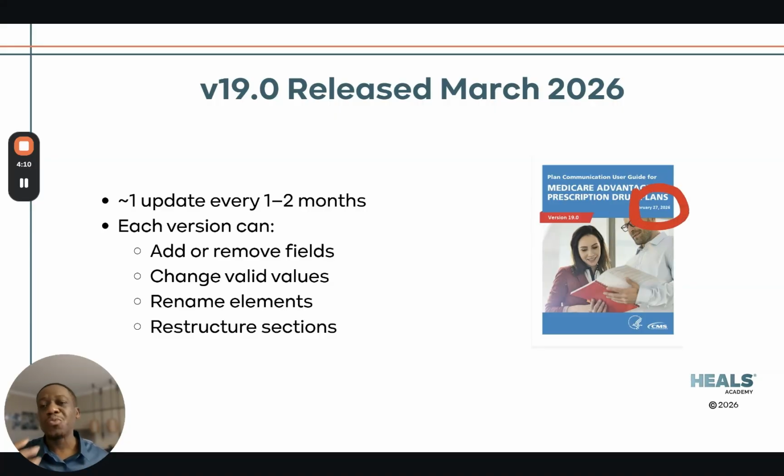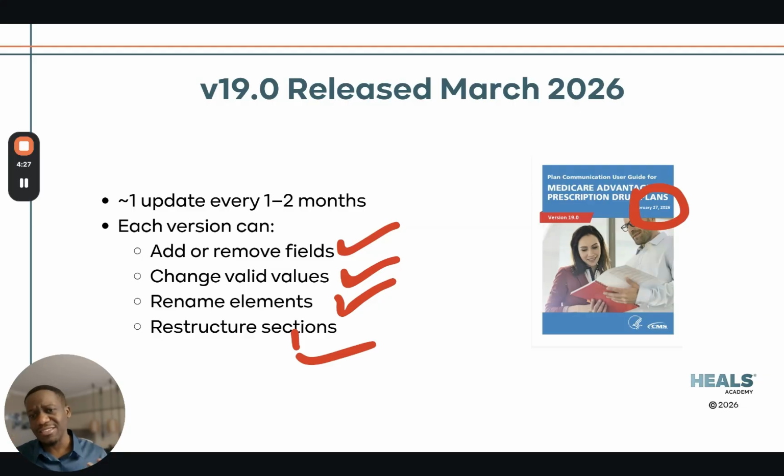There is almost one update every 1 to 2 months as you track all the versions that have come out. Each version can add or remove fields, change some valid values, rename some elements, and restructure some sections. Because this is a PDF document, as new content is added, things shift and the pages change. Therefore, it is always good to be aware of the changes so that when someone refers to something, whether version 18 or version 19, you know which one you are talking about and that you are talking about the same document.